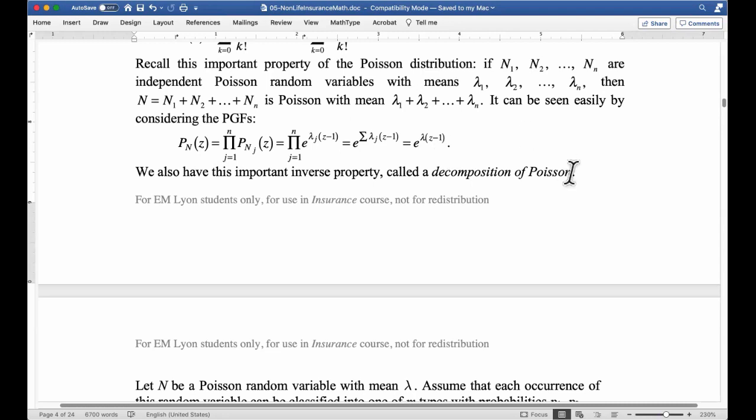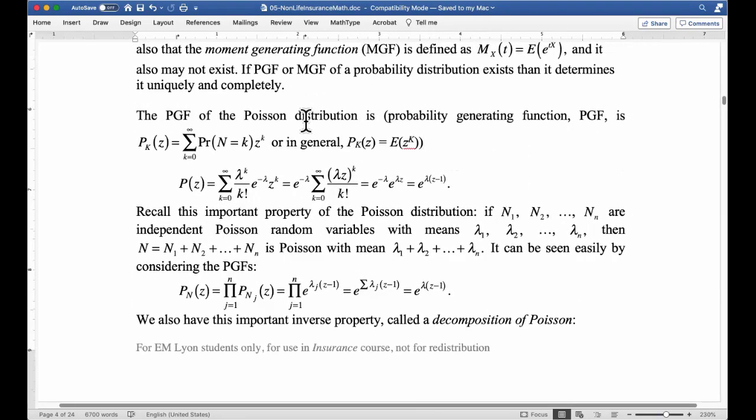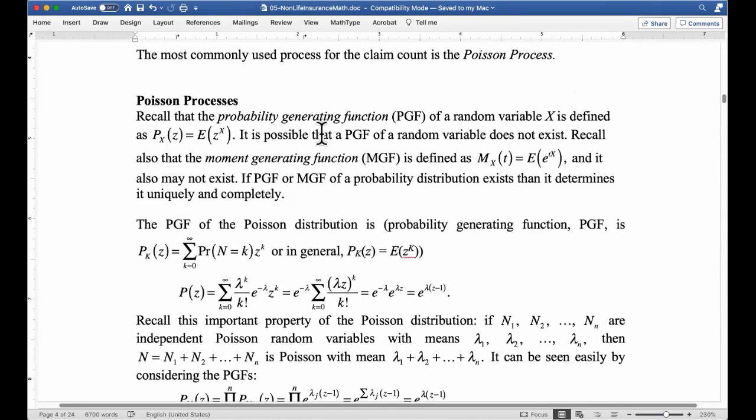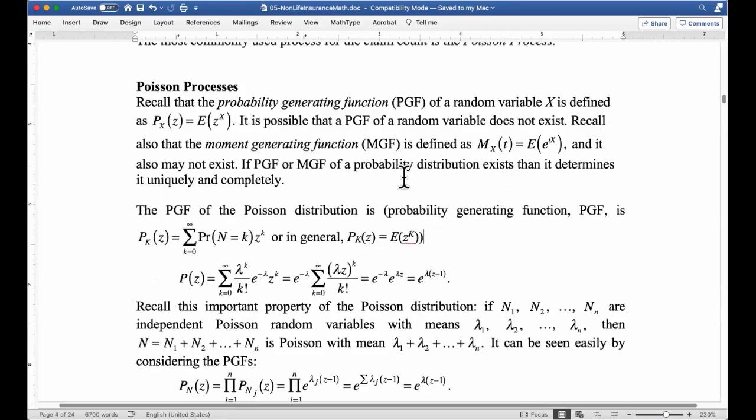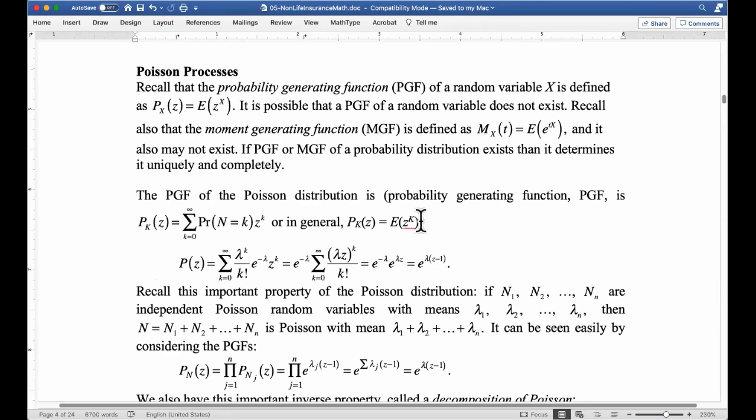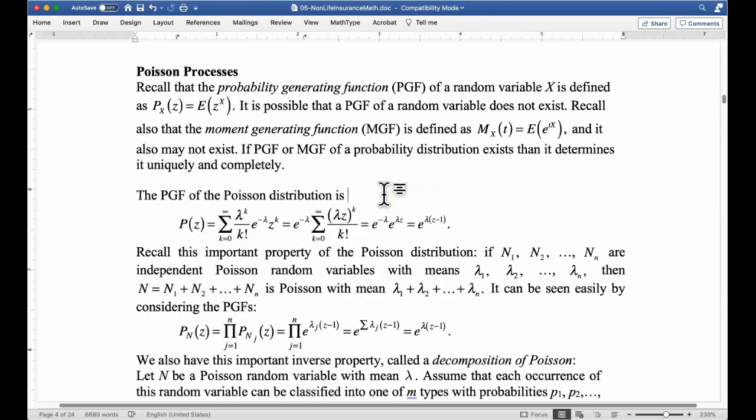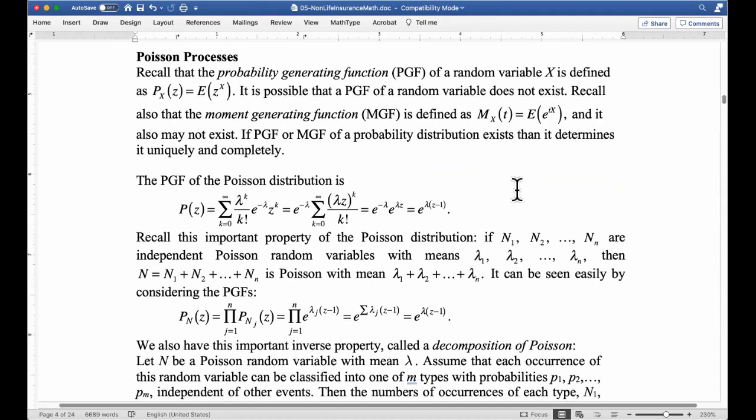And you can easily see this by considering the probability generating functions. I actually told you at the beginning that the probability generating function of a random variable x is defined as the expected value of z to the x. The moment generating function is defined as the expected value of e to the tx and also may not exist. So if the probability generating function or moment generating function of a probability distribution exists, then it determines the distribution uniquely and completely.